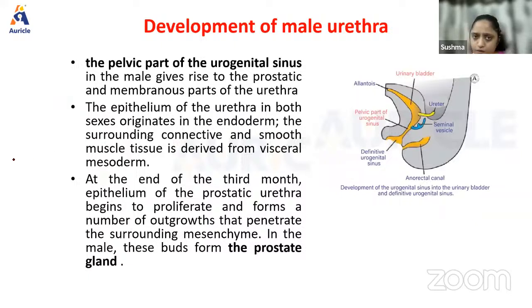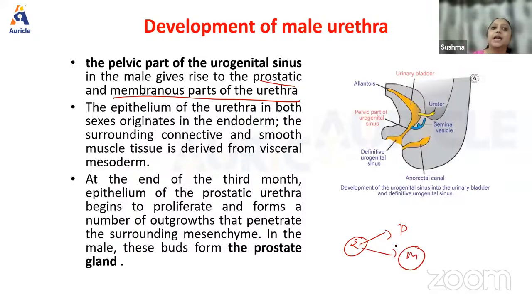Next, development of male urethra. Not very important for you guys, just for the sake of completion. The pelvic part of the urogenital sinus in the male gives rise to the prostatic and membranous parts of the urethra. As we know, the urethra has four parts, and I'm talking about the inner ones. Next, the epithelium of the urethra in both sexes originates in the endoderm, and the surrounding tissue and the smooth muscle tissue is derived from the visceral mesoderm.